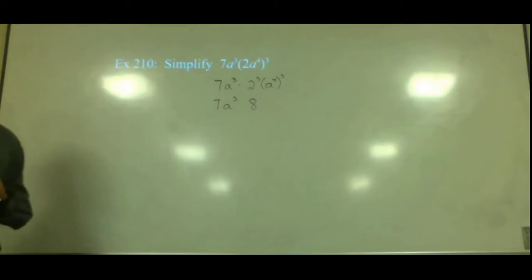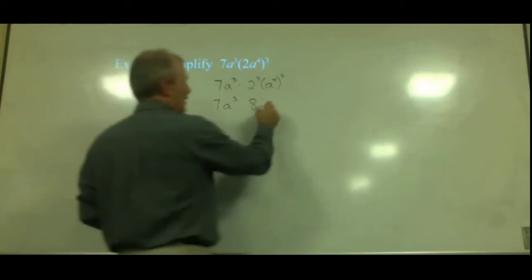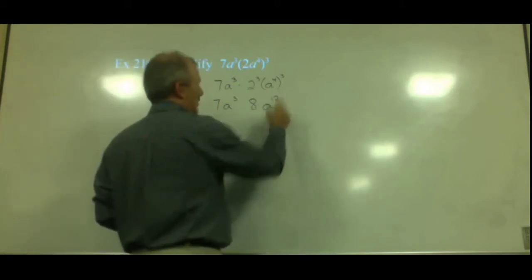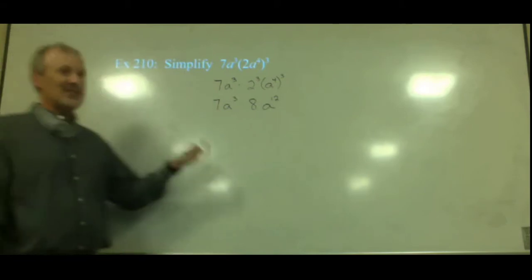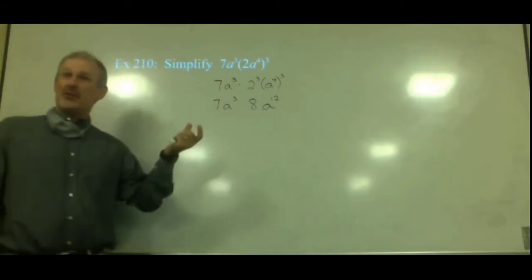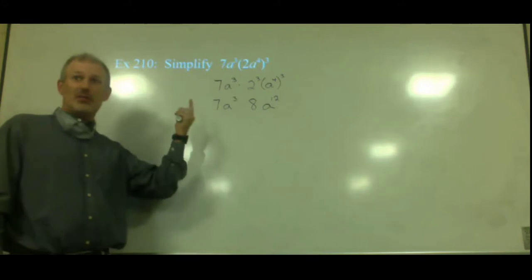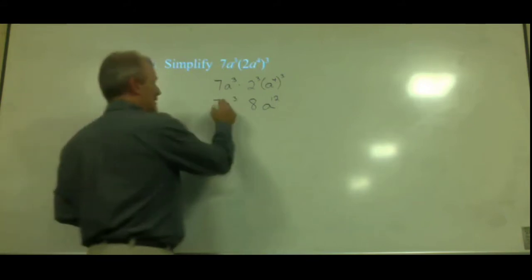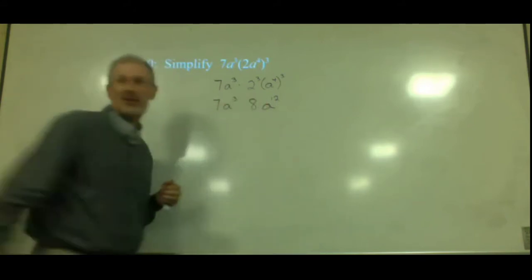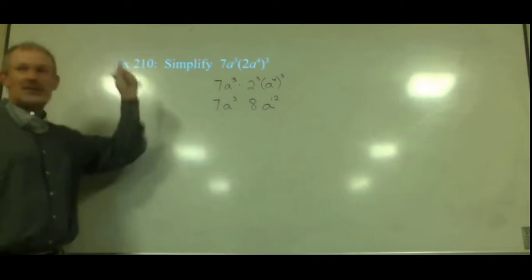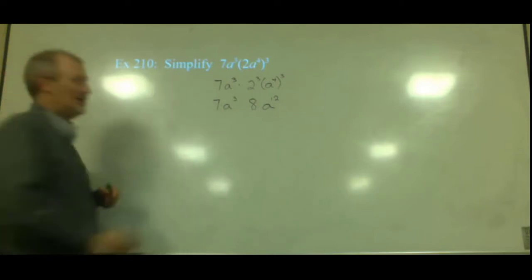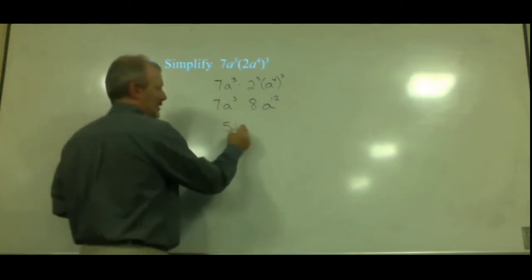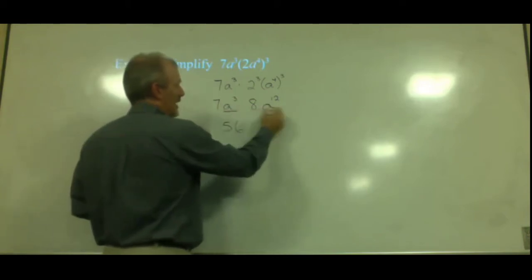And then what about a to the 4th cubed? 12. A to the 12th. Okay, we're not done simplifying yet because we have 2 different numbers. So we multiply the number. This is all multiplied, right? 7 times a cubed times 8 times a to the 12th. So 7 times the 8 gives us 56. And then what about a cubed times a to the 12th?